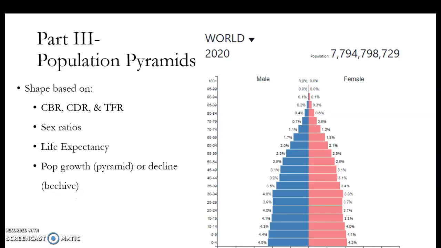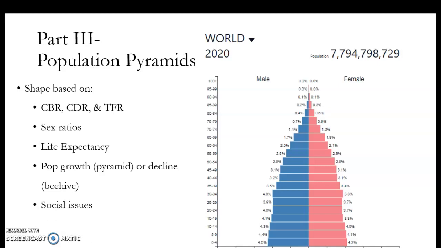The population growth, again, is reflected by a pyramid shape, and that's what we have here. We have stable growth. If the bottom of our pyramid starts to taper, narrow off relative to the middle, that means we're going to have population decline.